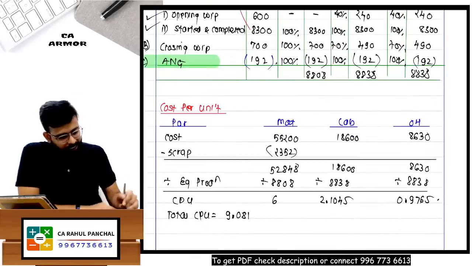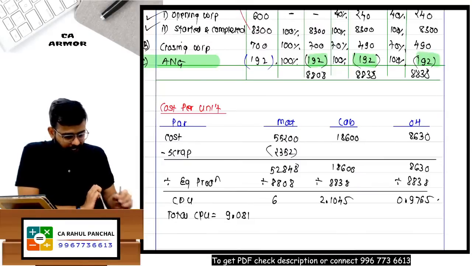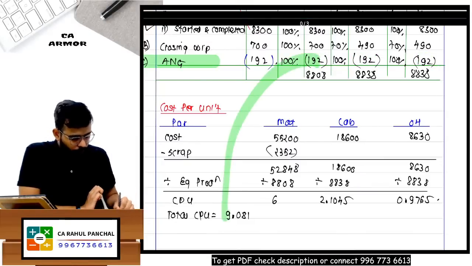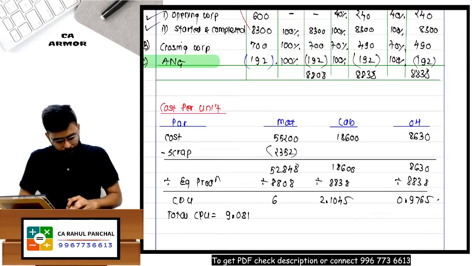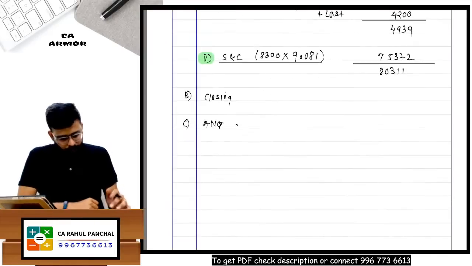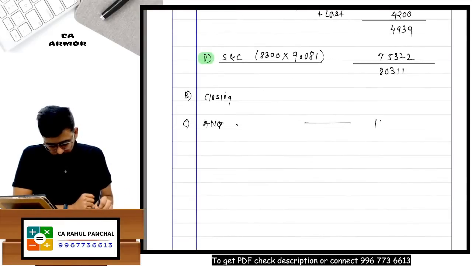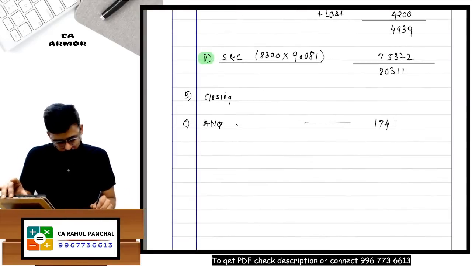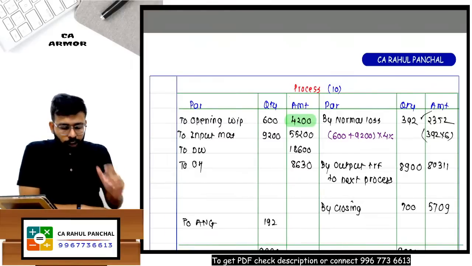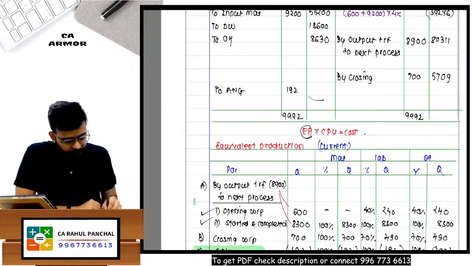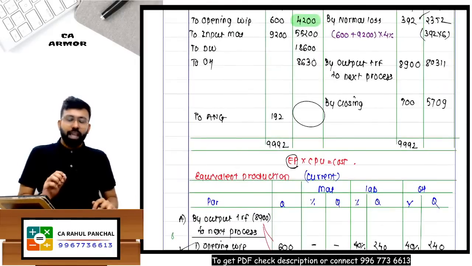Simple. Sir, is it the same number of units? Yes, they are the same. So I can directly do 192 multiplied by 9.081. If I do this, you are going to get the abnormal gain value as 1744. But sir, because your CPU is in fraction, when you take it as a balancing figure, it will be different.